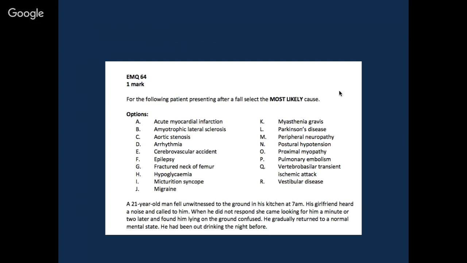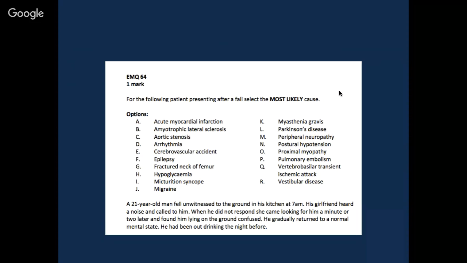Does anyone want to point out the factors that make them think it's epilepsy, or at least a true seizure? It's not a great question. A real epilepsy, you would have 2 seizures, but age, perfect. A really classic age to develop an epilepsy syndrome. Other points? Non-responsive for a period of time. Non-responsive, so gradual return to a normal mental state is classic of seizure. Yep, absolutely.